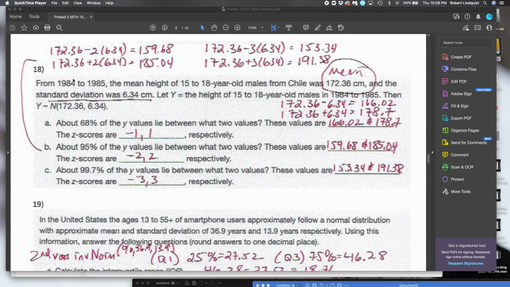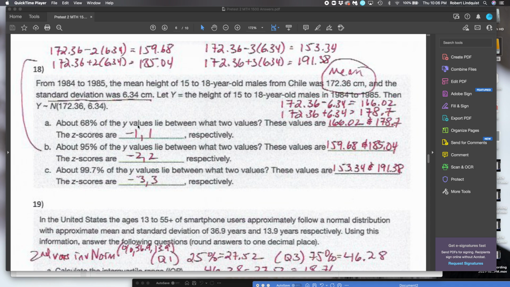So all I have to do is take my mean, which is the middle of the normal curve, and subtract one standard deviation, which is 6.34, and add one standard deviation. And that's how I come up with these numbers, 166.02 and 178.7. This clearly shows the mean, 172.36, minus a standard deviation, and then plus a standard deviation.